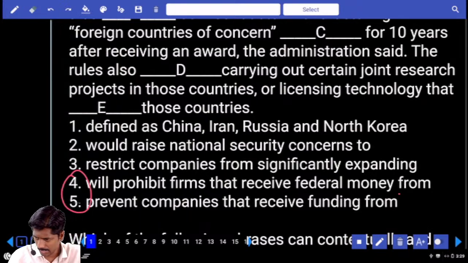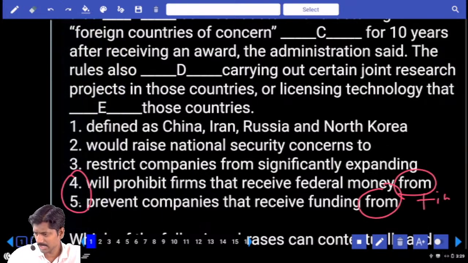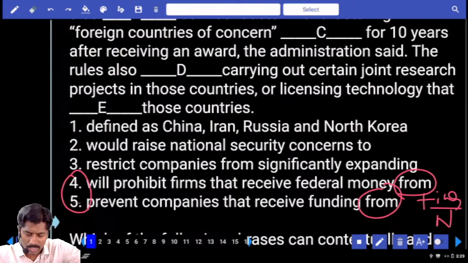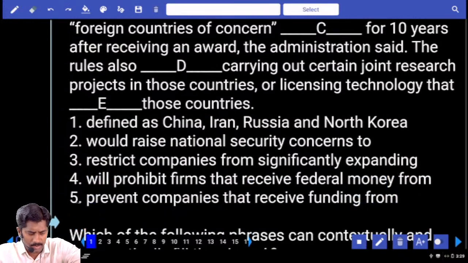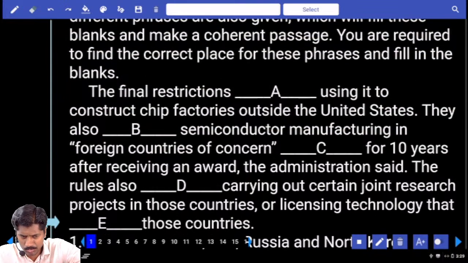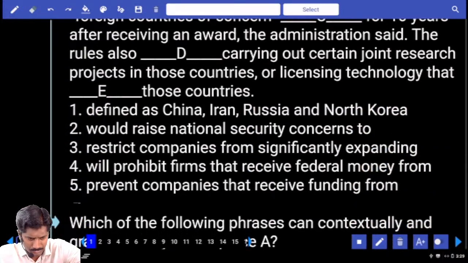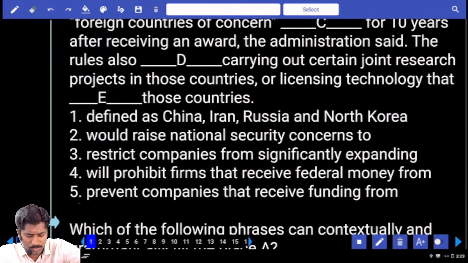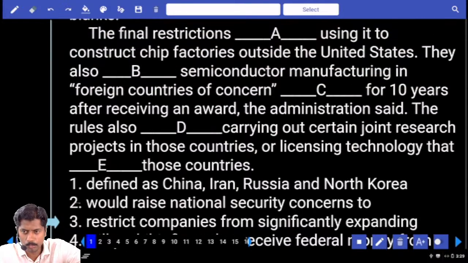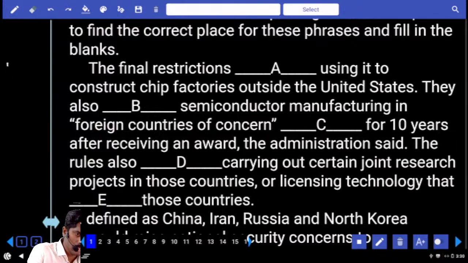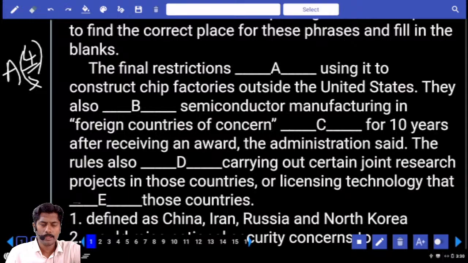Because both are carrying a preposition, and after a preposition comes -ing or a noun. So I am reading both. The final restrictions will prohibit. Prohibit means stop. Firms that receive federal money from using it to construct chip factories. Final restrictions prevent companies that receive funding from. Both appear okay. I'm not sure. Maybe in the first blank, either 4 or 5, which I'm not sure. Let me read next. The final dash using it to construct chip factories outside the United States.